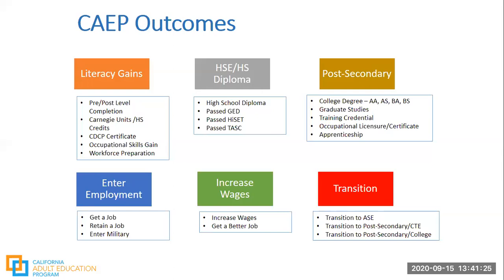Then what we did back in around 2017 is we looked at those state and federal outcomes in detail. We aligned all of our outcomes to CAEP to one of those six categories as stipulated by the legislature. Here's that graphic. It still basically holds true. We've made a few tweaks over the years, but it's basically the same list of outcomes we've had for 4 years now, filed into one of those six basic categories as stipulated by AB 104.